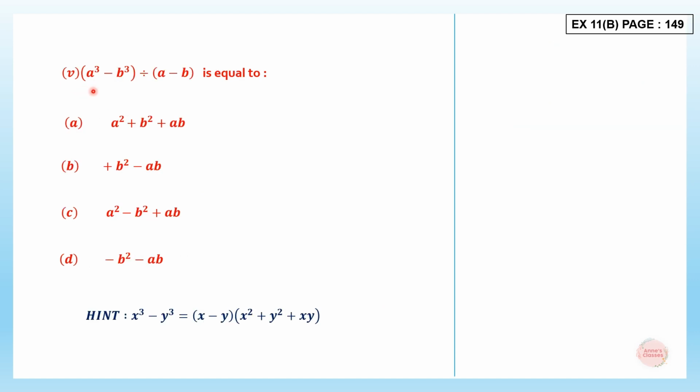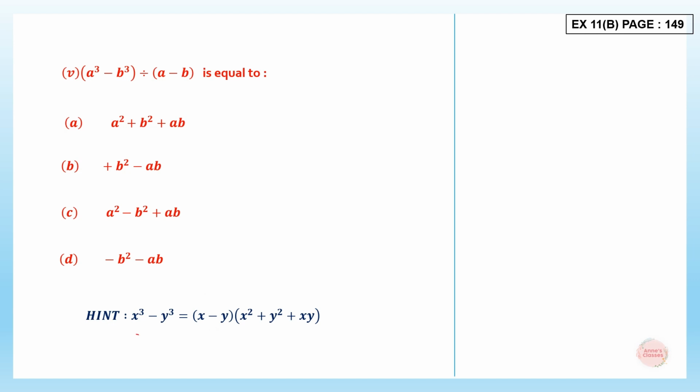Question 5, a cube minus b cube, this binomial divided by the other binomial a minus b is equal to what? Now here we've been given a hint. It says if you have x cube minus y cube, that is equal to x minus y into x square plus y square plus xy. Here we have the same thing as a and b, a cube minus b cube. So let's write that here and see.